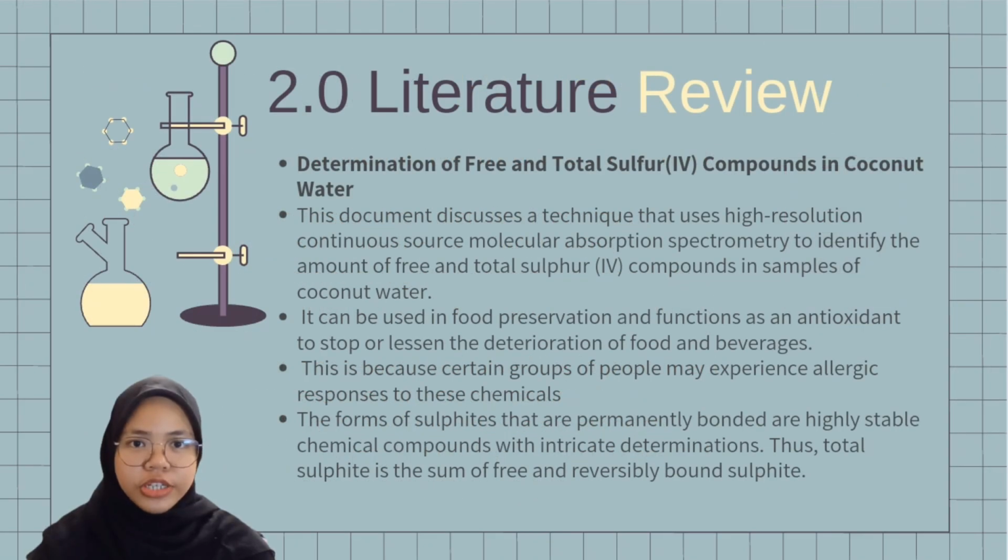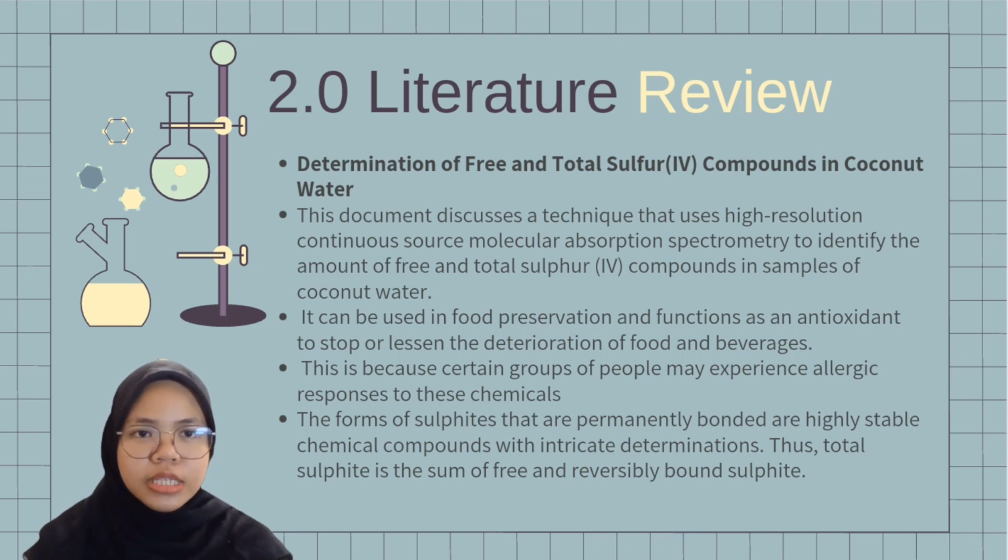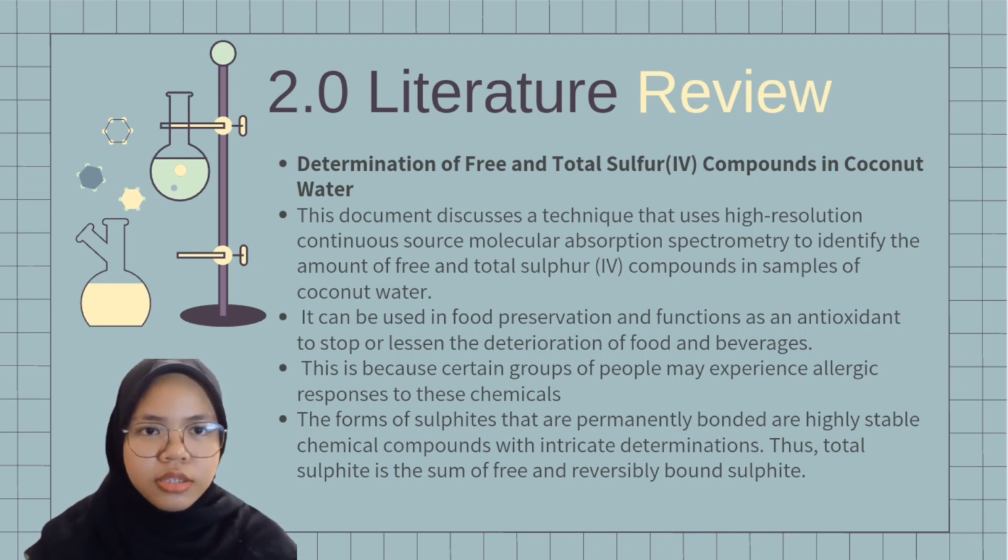In the second journal, a technique uses high-resolution continuous source molecular absorbance spectrometry to identify the amount of free and total sulfur compound in samples of coconut water. This journal also mentioned that a class of chemical known as sulfide agents are used in the preparation of food and beverage. It can be used in food preservation and function as an antioxidant to stop or lessen the deterioration of food and beverage.